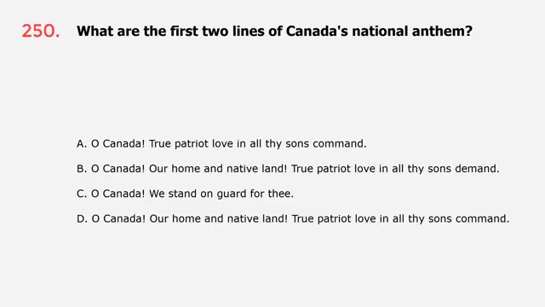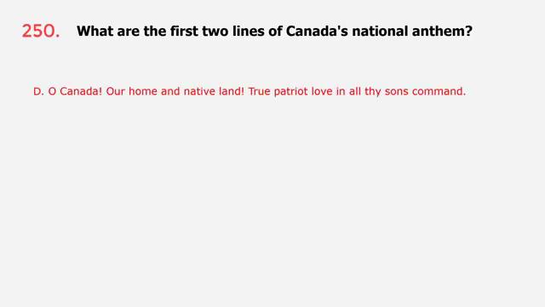Question 250. What are the first 2 lines of Canada's national anthem? A. O Canada, true patriot, love in all thy sons command. B. O Canada, our home and native land, true patriot, love in all the sons demand. C. O Canada, we stand on guard for thee. D. O Canada, our home and native land, true patriot, love in all thy sons command. The answer is D. O Canada, our home and native land, true patriot love in all thy sons command.